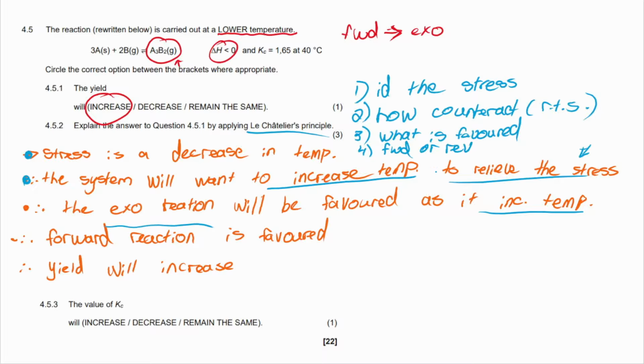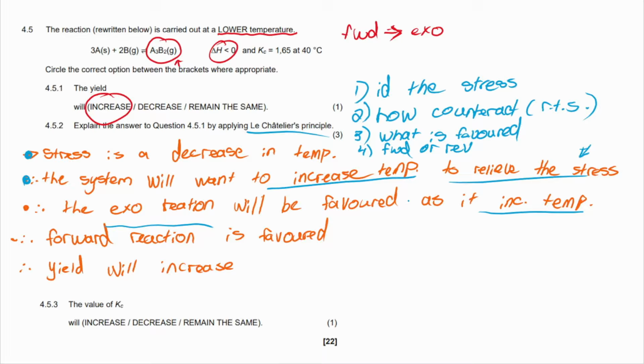Okay, so what is favored? For example, when we look at pressure changes, say you decrease pressure. That's our stress, a decrease in pressure. What's the system going to want to do? The system will want to react to increase the pressure to relieve the stress.